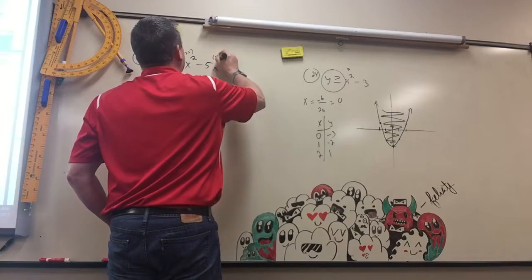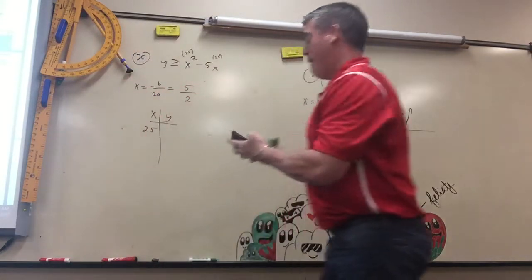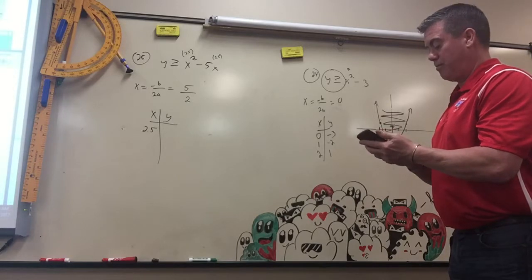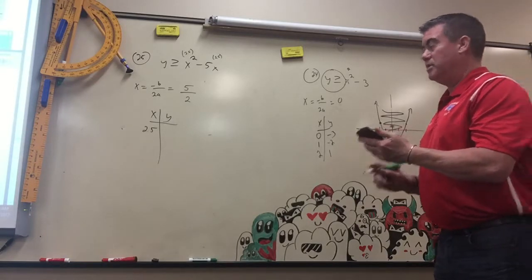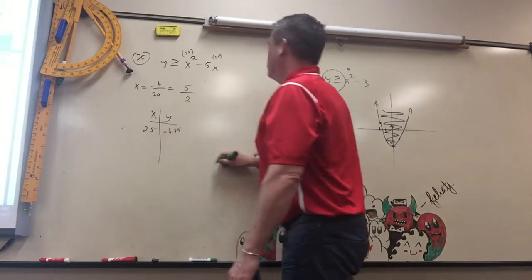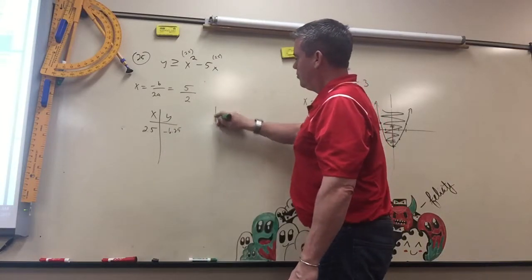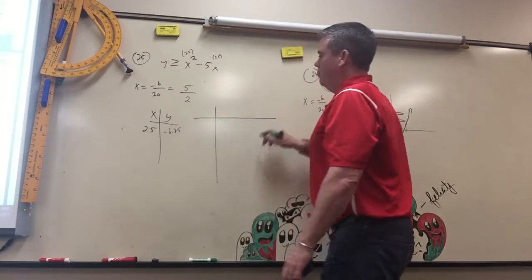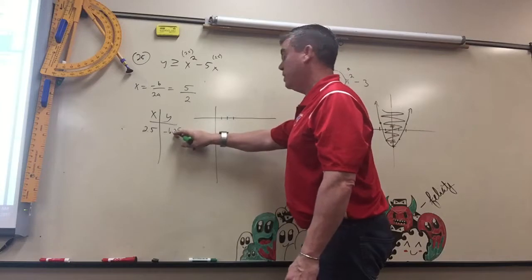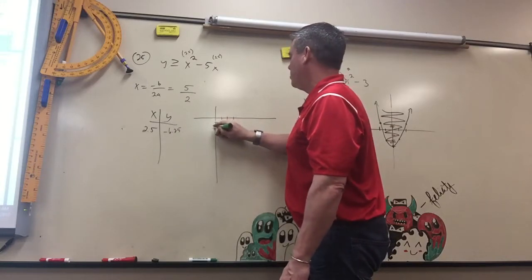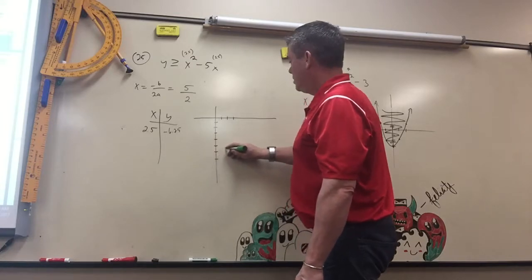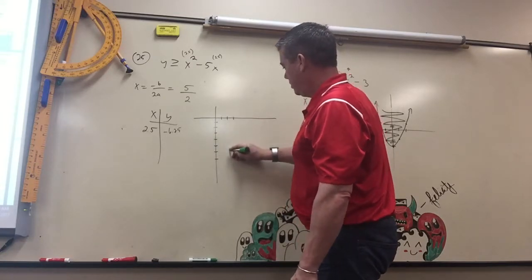So then we gotta plug 2.5 in there. You get negative 6.25. So we gotta go 2.5 over and 6.25, 6 1/4 down. So that would be right about there.